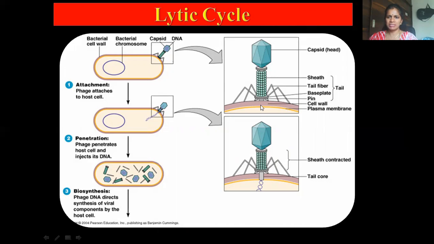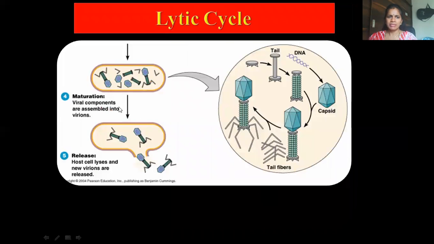This is the bacteriophage, right? And here you can see the injection of its genetic material into the host system. Then the fourth step, maturation: viral components are assembled into virions. Then the fifth step, release from the host cell: host cell lysis and new virions are released.